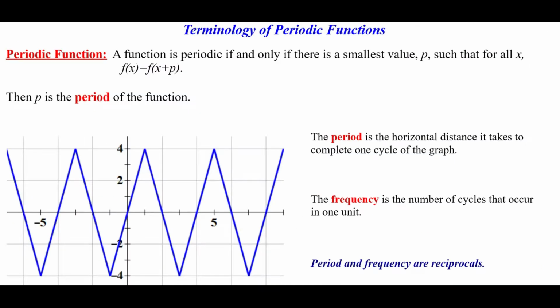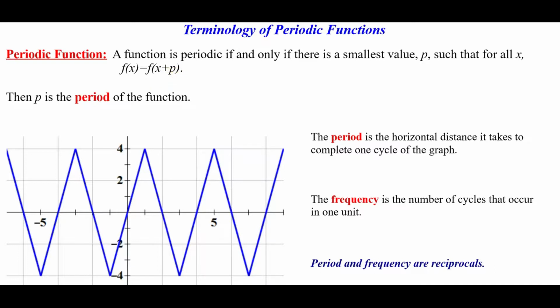All right, a few other pieces of terminology that we want to be familiar with. A periodic function is just a function where the pattern repeats. So our definition here, it's periodic if and only if there's a smallest value p, such that for all x, f of x equals f of x plus p. So really what this is saying is that I have y values that are going to repeat.